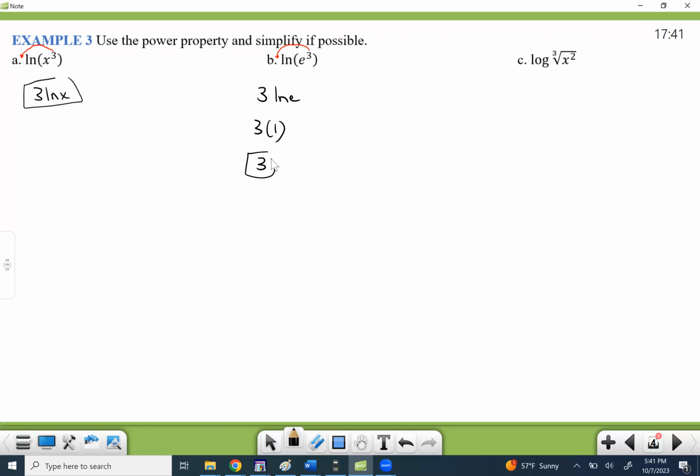Earlier, you might have heard me in the last lesson say, anytime you see natural log and e together, they cancel each other out because they're inverse operations. And so that will just leave you the 3. If you know that, you can go right to the answer of 3 without having to do all those in-between steps. So natural log and e will cancel each other out and leave you with just the 3.